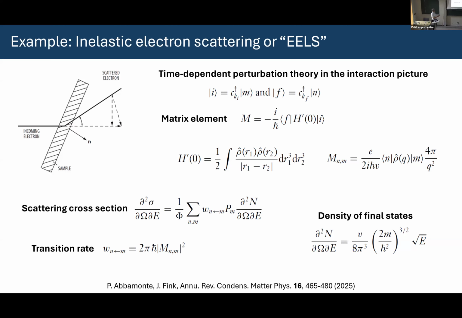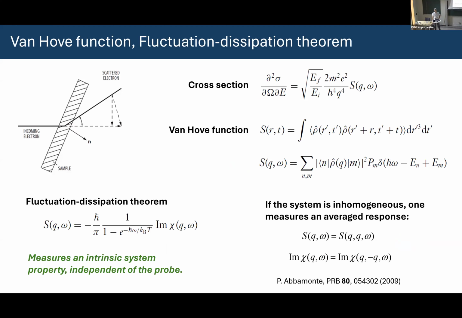So the scattering cross section is 1 over the flux times the transition rate times the density of final states, and you can put a Bose factor or a Boltzmann factor in there if there's finite temperature. The transition rate is just 2 pi over h bar times the matrix element squared. The density of final states for electrons goes like root E, just electrons in a box. If you put all that together, you see something wonderful, which typifies all weak probes. The cross section is some numbers that are just units, times a quantity called S of Q and omega, which is the density correlation function of the system.